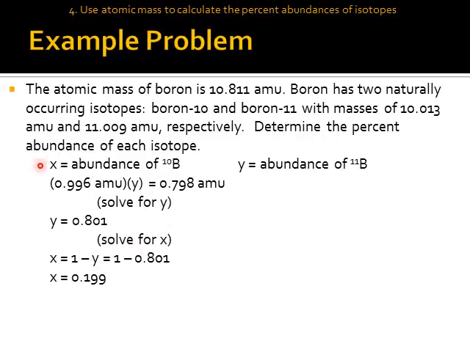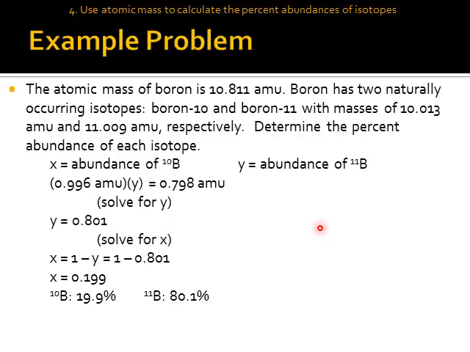So notice X was my abundance for boron-10, Y was my abundance for boron-11. So boron-10, its percent abundance is 19.9%, again turning that back into a percent, and for boron-11, that's 80.1%. Now before we just call it good, let's make sure these numbers make sense.